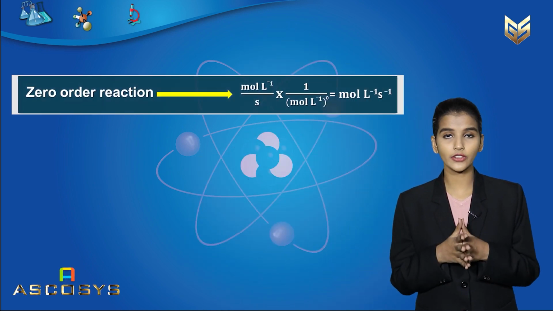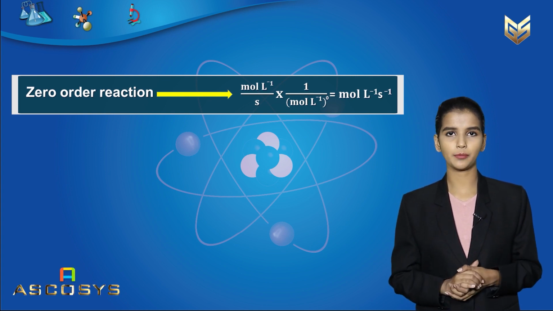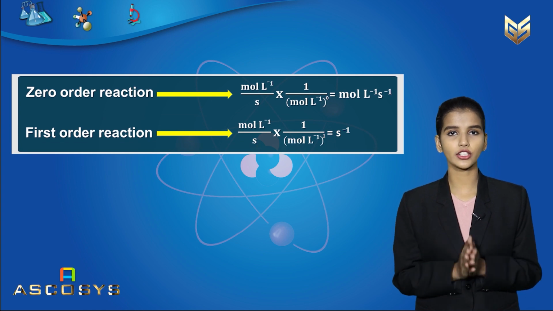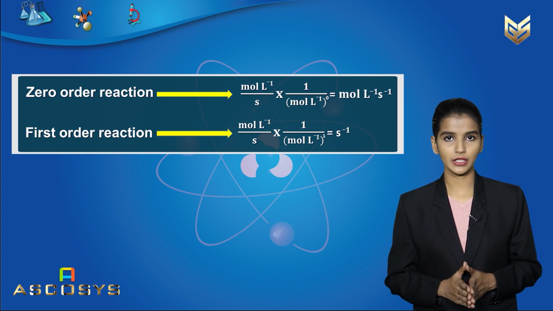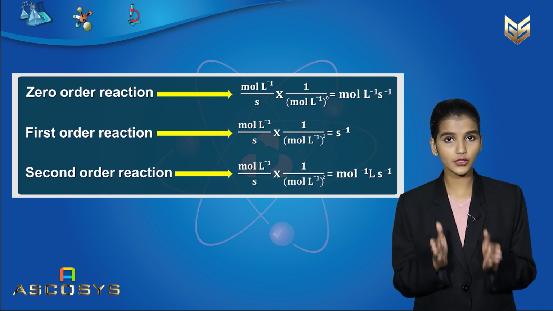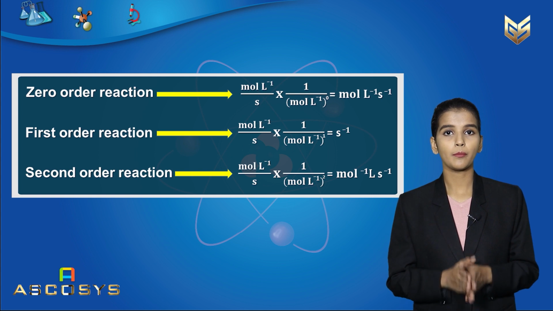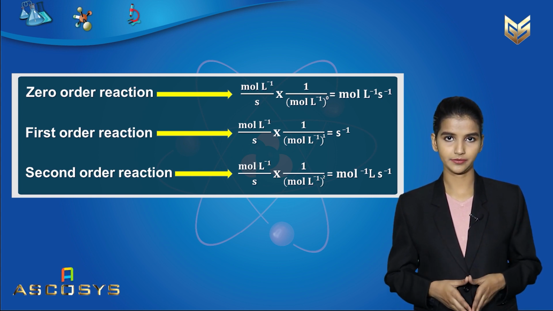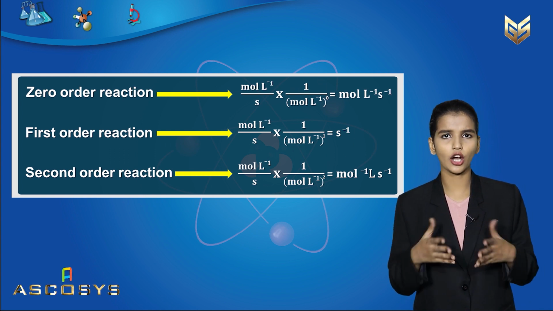The unit of k will be different for different reactions having different orders. For a zero order reaction, the order will be zero, and so the unit of k will be mole per liter per second. What about a first order reaction? The order is 1, and thus the unit of k will be per second. What about a second order reaction? The order is 2, and thus the unit of k will be per mole per liter per second. So this is all about the SI units of k for different orders of reaction.